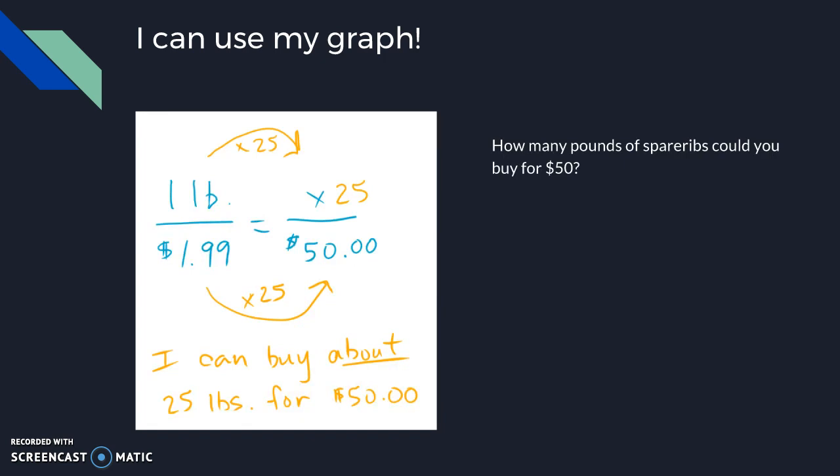Another question you could use my graph to answer is how many pounds of spare ribs could you buy for $50? So I'm taking my rate and I am writing it as a proportion, comparing it to X over $50. And I'm going to estimate on this one because $1.99 when I multiply by 25 will get me about $50. Not quite exactly, but it gets me pretty close. So I'm going to be able to buy about 25 pounds of spare ribs for $50.